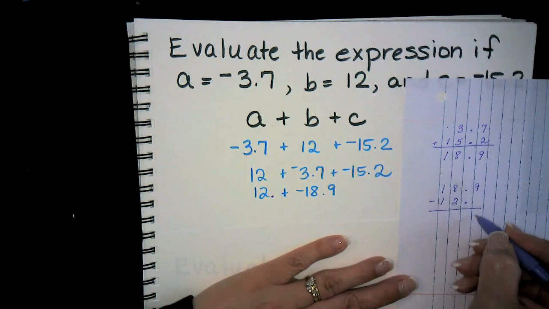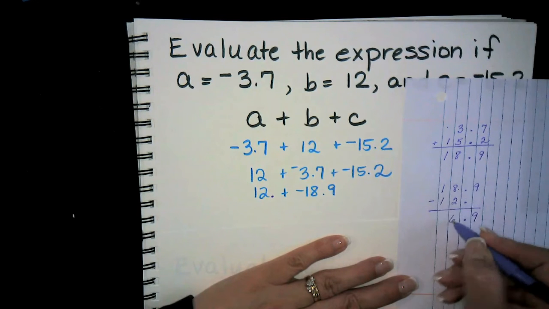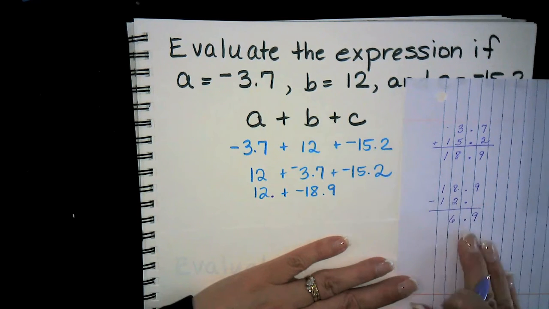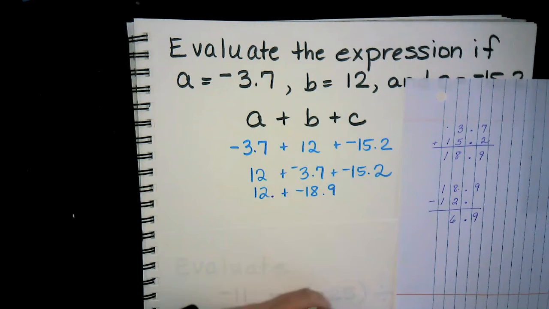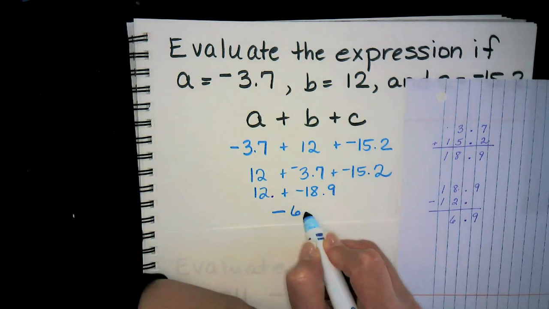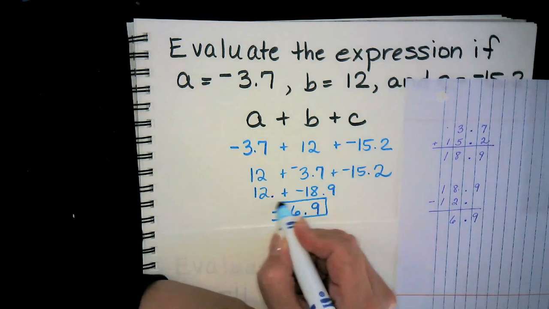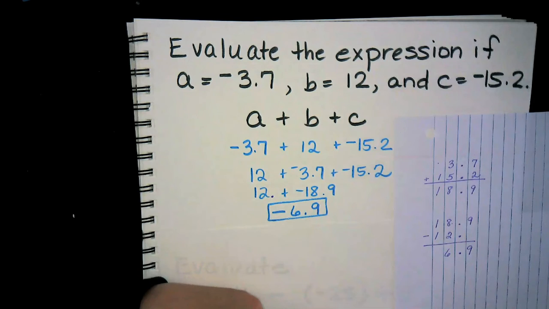Okay, so 9 minus 0 gives me 9. There's my point. 8 minus 2 gives me 6, and of course that's 0. Now remember, we said we subtract them and take the sign of the larger one. So in this case, the 18.9 was larger. It was negative. So we know the answer is going to be negative 6.9 here. So I hope that helps you when you're evaluating expressions with decimals and positives and negatives.